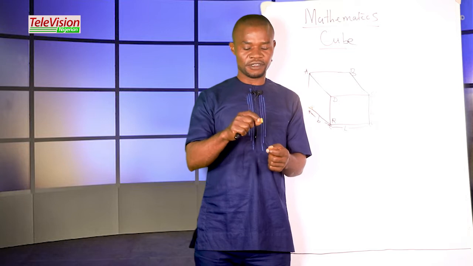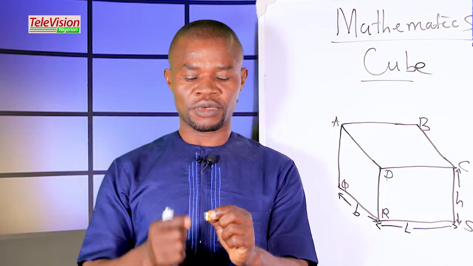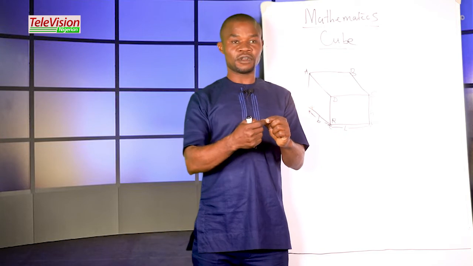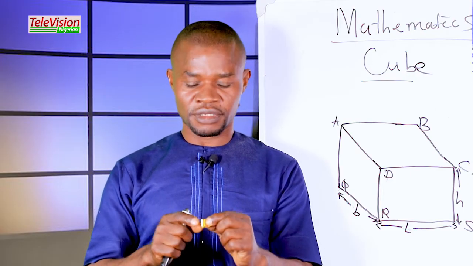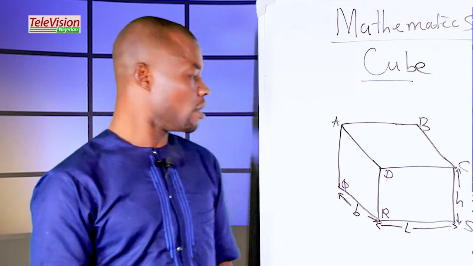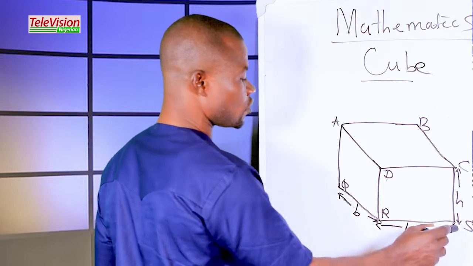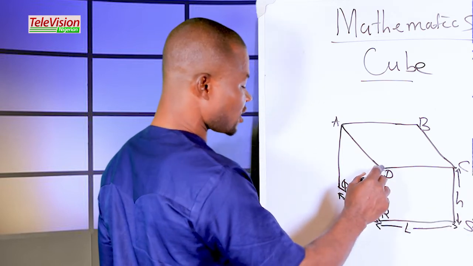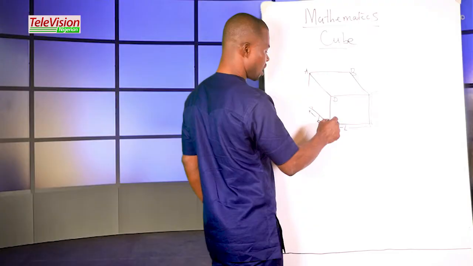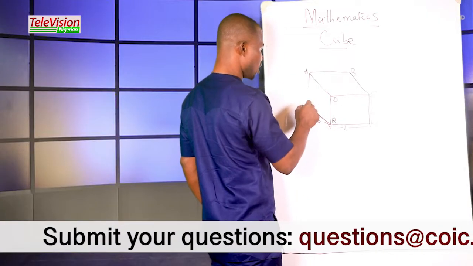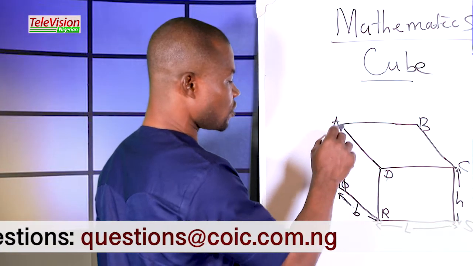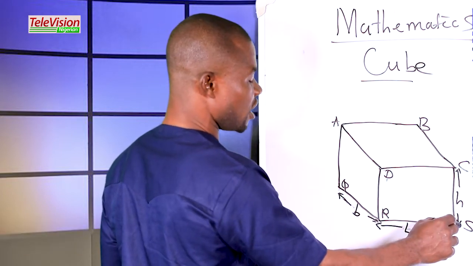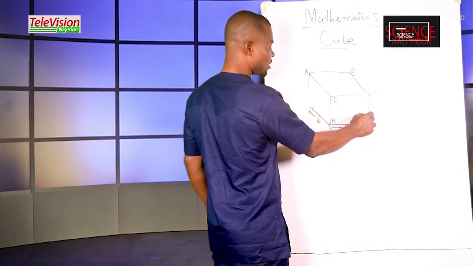Every cube has six equal sides: the top and the base, the side and the other side, the front and the back. These are examples of cube. The distance from here to here is the height. Then the distance from here to here, which is DR, is also the height. The distance from here to here is also the height. So AQ is equal to DR and is equal to CS, and they are the height.